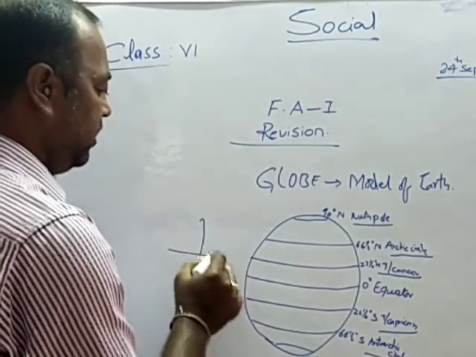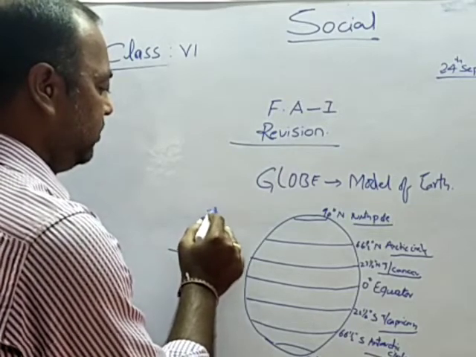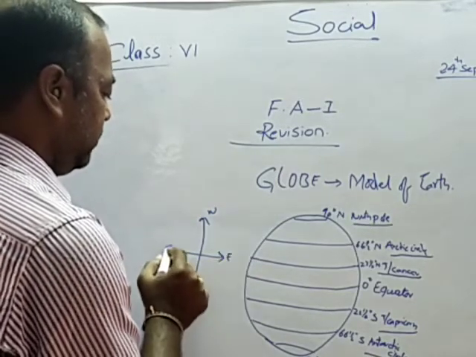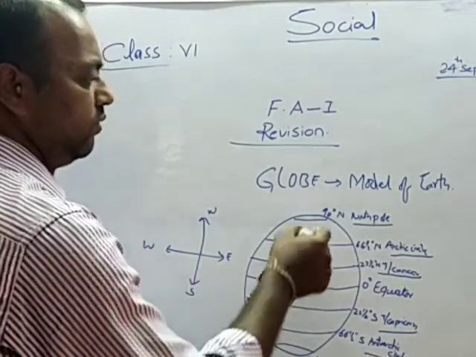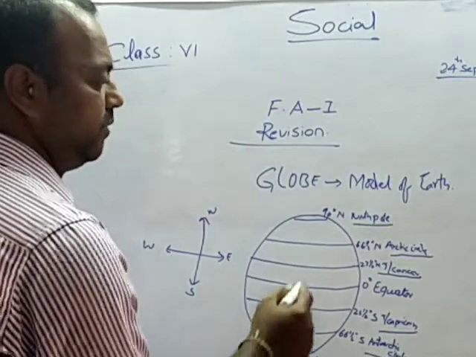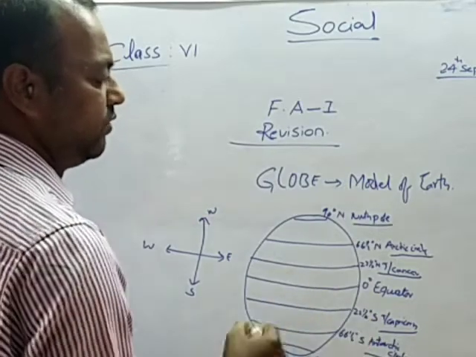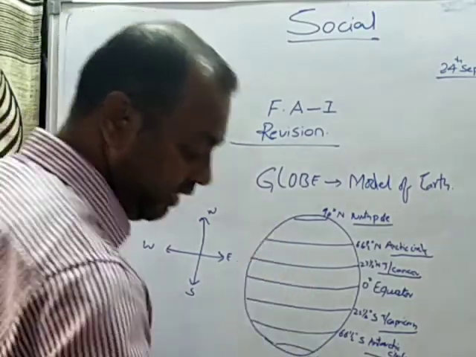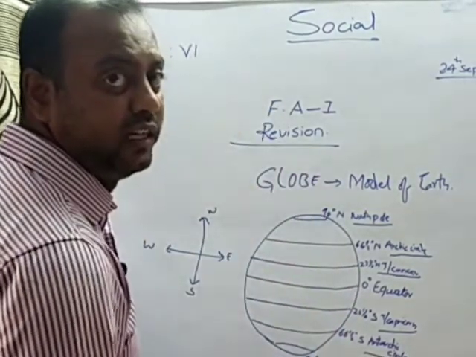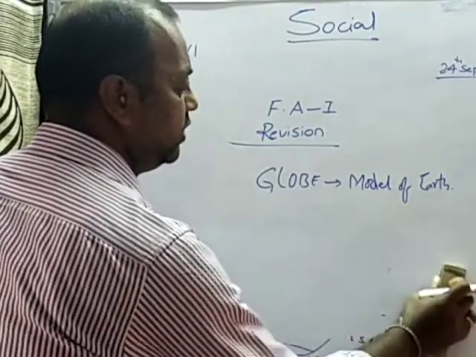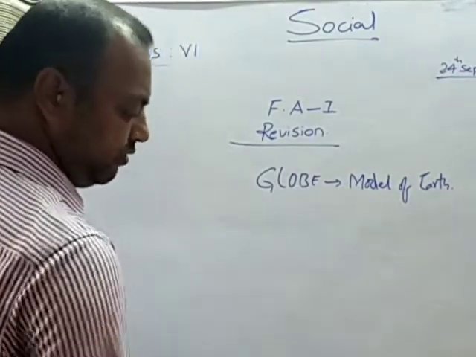As you all know, children, this is north, this is south, this is east, and this is west. So north, south, and if you draw the vertical line, it becomes east and west. So this is how we can understand the latitudes. Then what are the vertical lines called? Coming to the vertical lines, children, vertical lines are called the longitudes. These are the latitudes, okay?